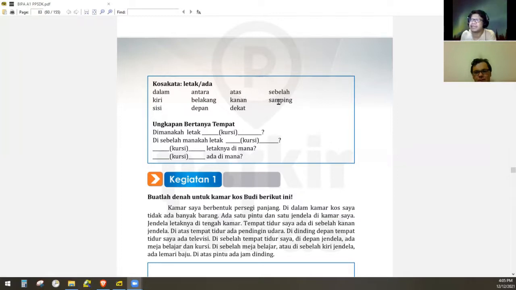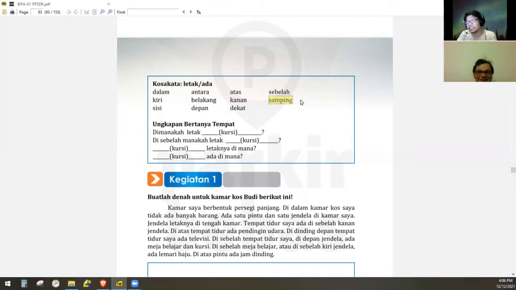Sebelah, I think it's the same as samping. So sebelah is like on which side. On the side, yes. Samping is like next to. But we can interchange them, the meaning is almost the same. Sebelah, samping, you just have to give whether it is right or left. Sebelah kiri, sebelah kanan, samping kiri, samping kanan. They are interchangeable.